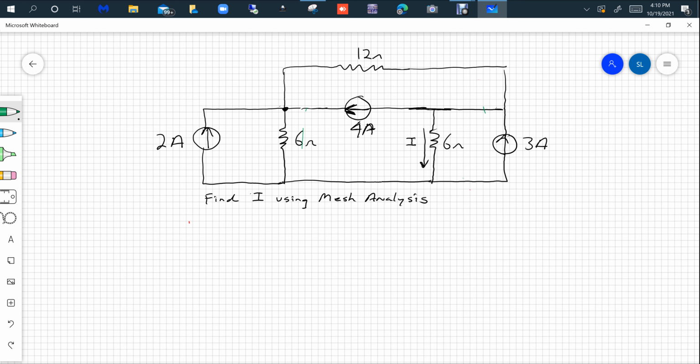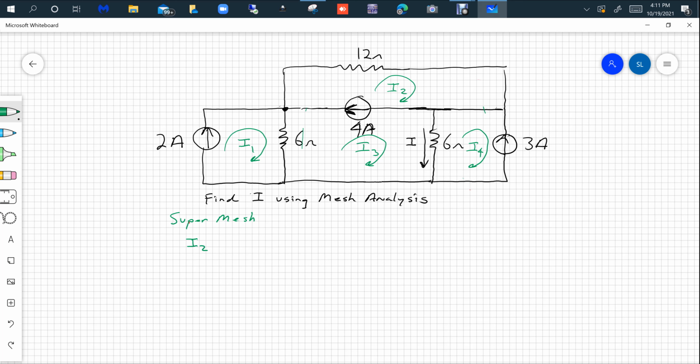What I would do using a supermesh is I'd take a look and I'd notice that I could call this I1, I could call this I2, I could call this I3, and I could call this I4. And by inspection, you could clearly see that at the supermesh, I get an equation. And that equation is going to say I2.